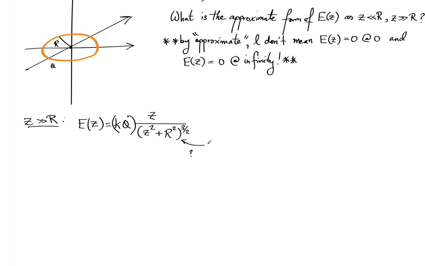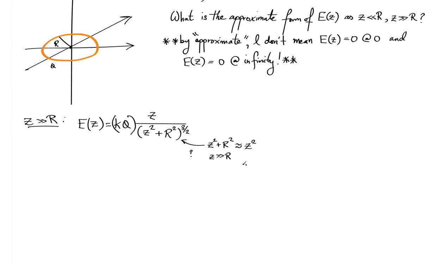So we can look at the thing inside the bracket. If z is much, much bigger than r, then z squared plus r squared is really just pretty close to z squared. If r was 1 and z was 100, you can kind of convince yourself of that. So the r squared is kind of negligible.